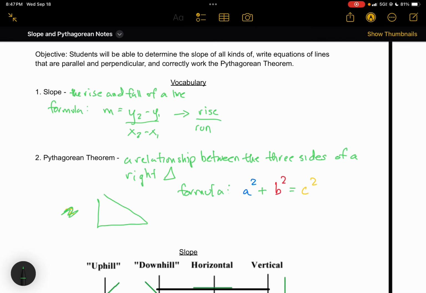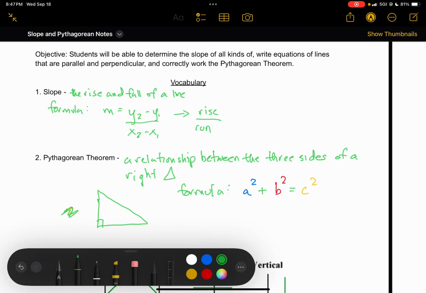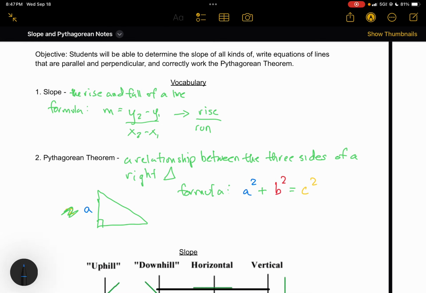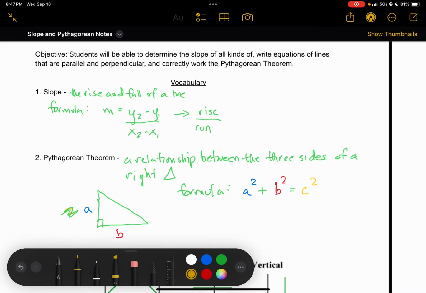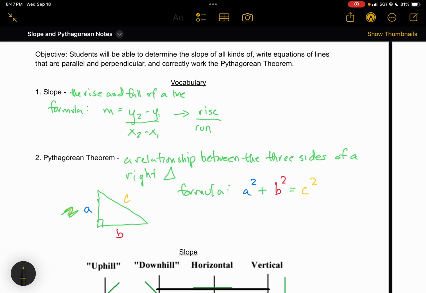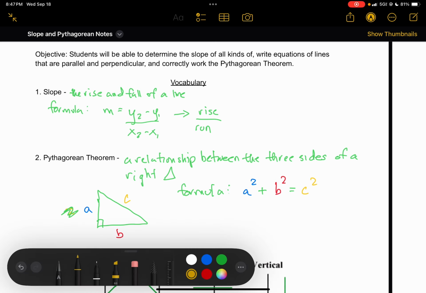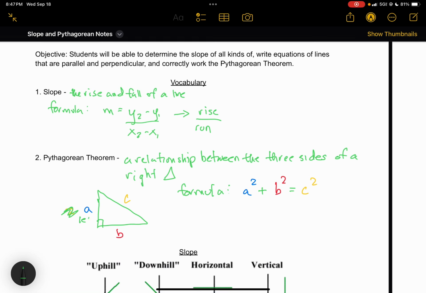All right. There's my right triangle, right? So I had A, I had B, and I had C. So A and B are both legs. So A is a leg, B is a leg, and C is the hypotenuse. Okay, so those are the parts of the formula. It doesn't matter if A or B goes first as long as the legs are on one side of the equal sign and the hypotenuse is on the other side of the equal sign.